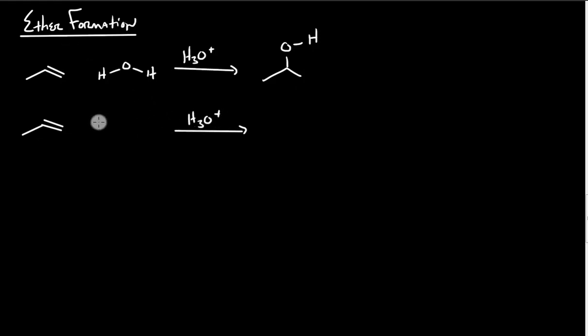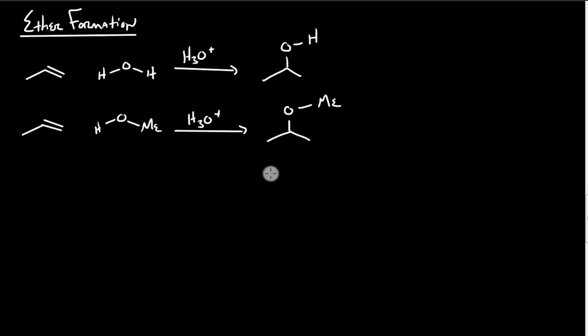The only difference now is instead of starting off with water to make our alcohol, we actually start off with an alcohol, and we're going to end up making our ether. This is the A plus B equals C part of the reaction. Very simple to see that alkene plus alcohol equals ether. Ether is definitely a different functional group than the alcohol.